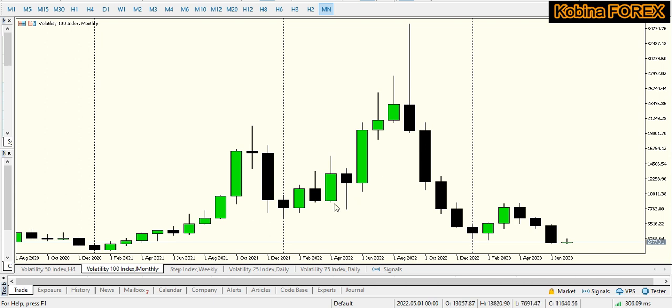So today's update on volatility 100 is just a quick one. This is a monthly time frame on the volatility 100 trading pair. This is a synthetic volatility index pair, volatility 100. So on the monthly time frame, what do we see?